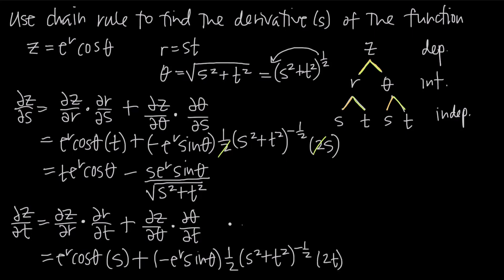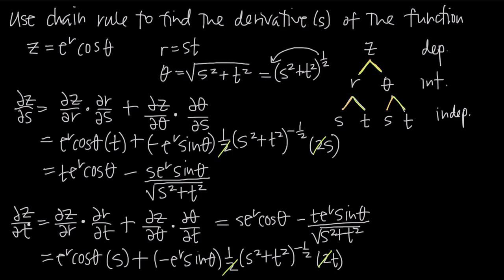And now we just need to simplify. So when we simplify, what we'll get here, we'll bring this s out in front, and we'll say s e to the r cosine theta. Again, we'll get the 2 in the denominator to cancel with the 2 in the numerator. We'll bring the t out in front, so we'll have minus t e to the r sine theta. And then we have s squared plus t squared raised to the negative 1/2. We'll move this term to the denominator to make it a positive 1/2, and then we'll rewrite it as s squared plus t squared, taking the square root of that value, and this is the partial derivative of z with respect to t.